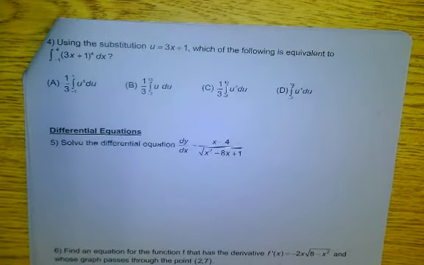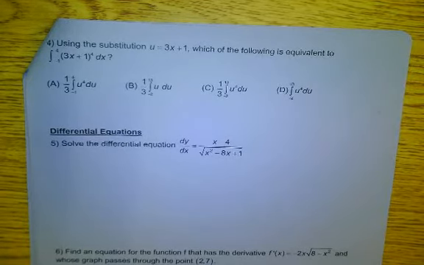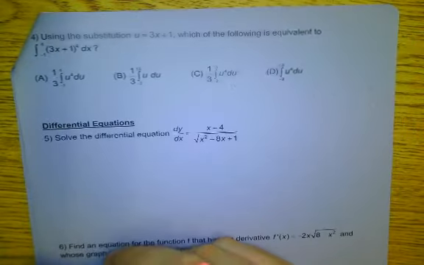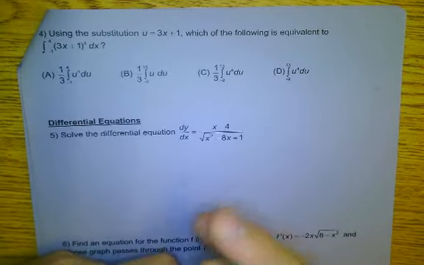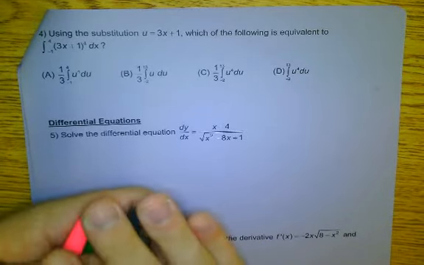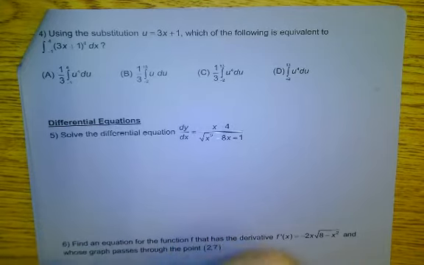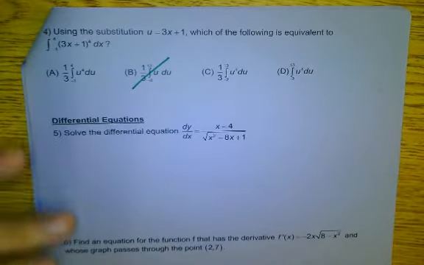Okay, so this is telling us, using the substitution u equals 3x plus 1, what our u-sub is. Which of the following is equivalent? So all we're doing is replacing the 3x plus 1 with a u. So it should become u to the 4th. So which one can we cross out right away? It's definitely not B.